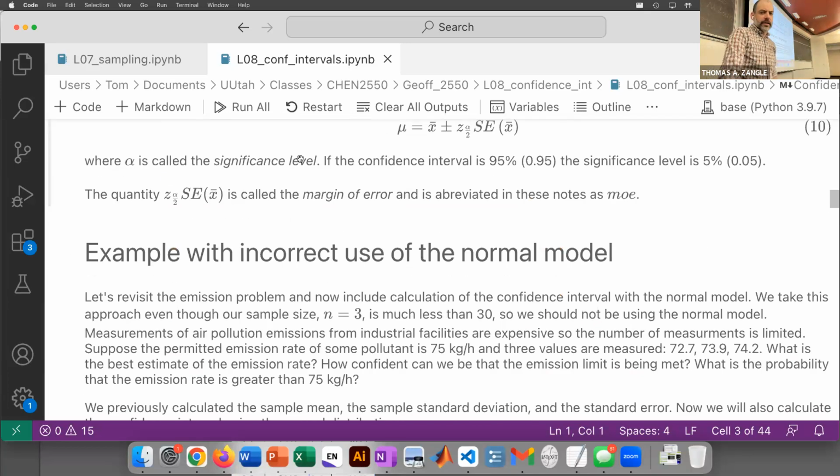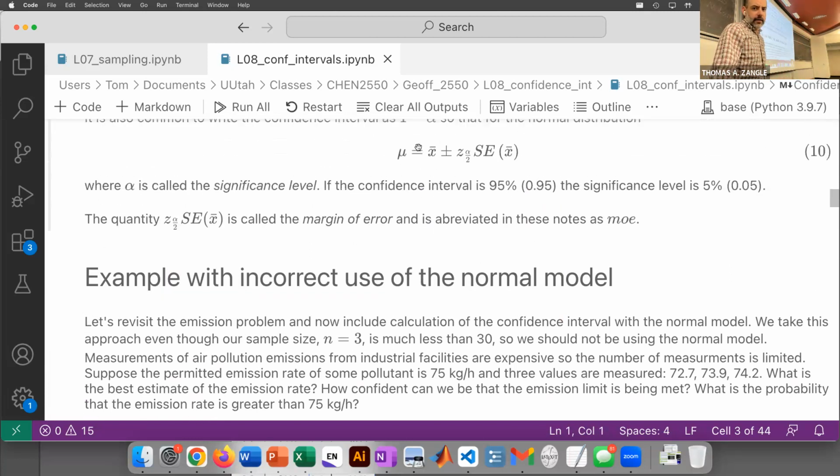So yeah, it's alpha, significance level or confidence level. So if we say the confidence interval is 95%, we say significance level is 5%. And this quantity, the z-score times the standard error, is called the margin of error, and it's been abbreviated here as MOE, often in the notes.